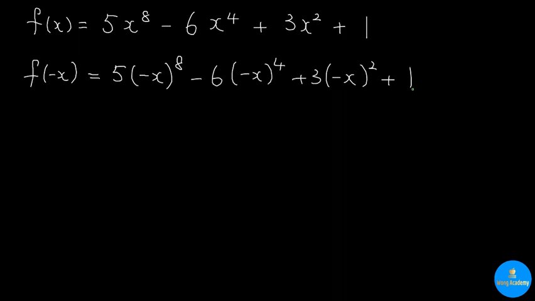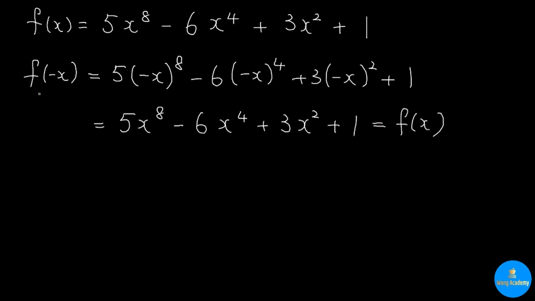In this expression, because all the powers are even, negative x raised to an even power is simply positive x to that power. So this expression can be simplified to 5x to the power 8 minus 6x to the power 4 plus 3x squared plus 1, which is precisely the original function f of x. Because f of negative x is equal to f of x, we now verify that the original function is indeed an even function. Let's take a look at another polynomial.